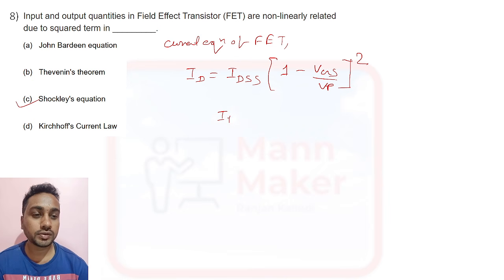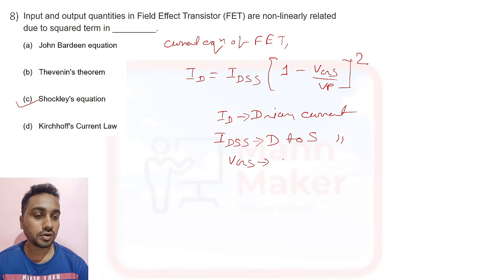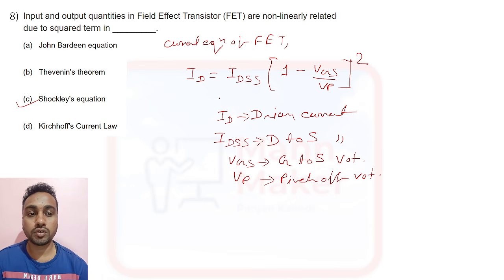Where ID is your drain current. IDSS is the drain to source current. VGS is your gate to source voltage. And VP is called the pinch-off voltage. This formula you need to remember. This is the Shockley equation formula.